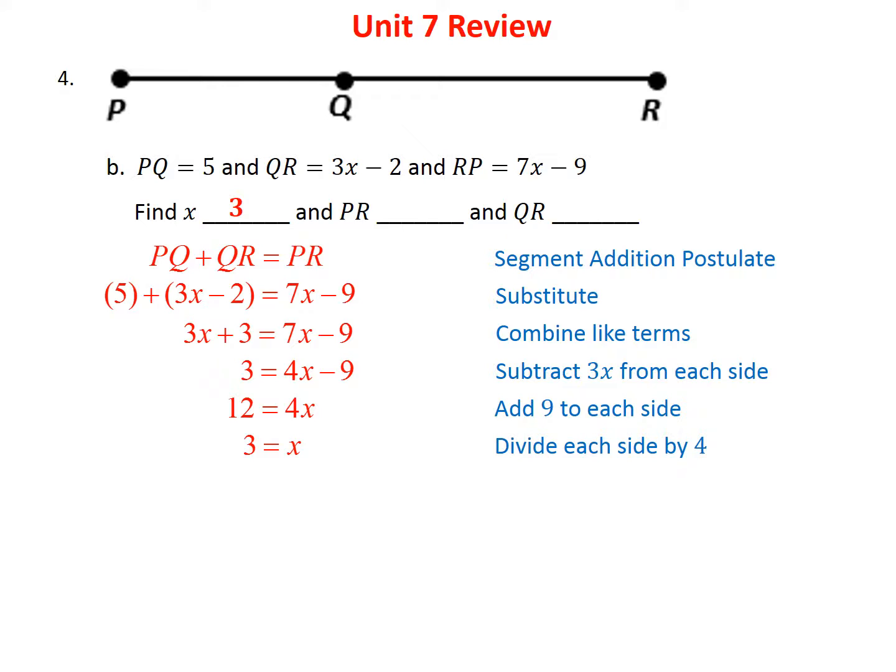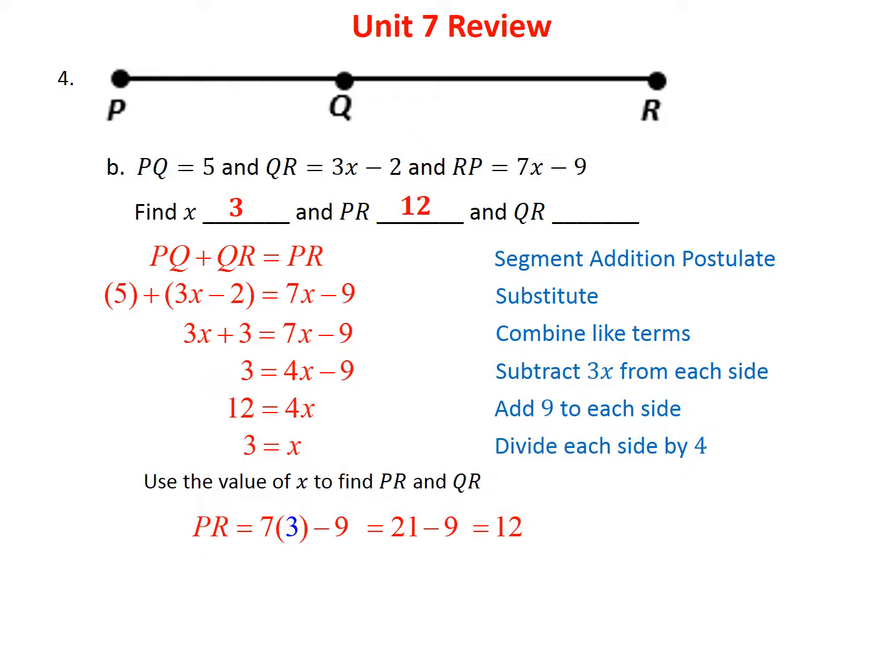Now to find our different components, we'll plug in x equals 3. PR is 7x minus 9, so 7 times 3, or 21 minus 9, which equals 12. And then QR is 3x, or 3 times 3, 9 minus 2, which is 7. And how could we check these again? See if the two smaller segments add up to the larger one. So notice again, 5 plus 7 equals 12. Remember that I put the 5 here because they gave us PQ as 5. And so we got this one correct.